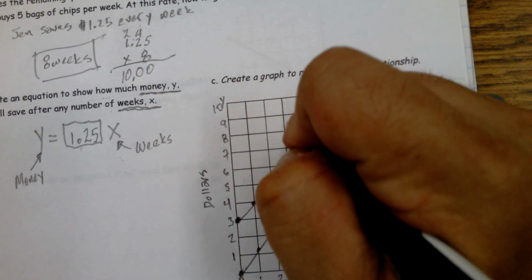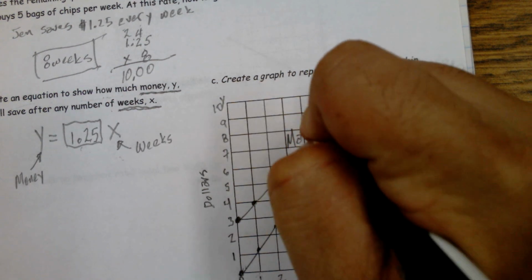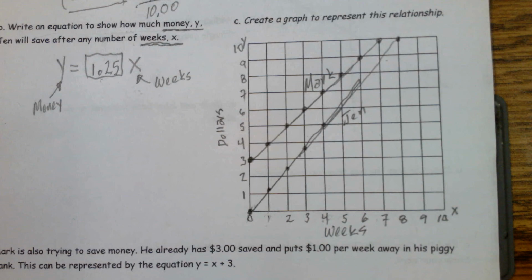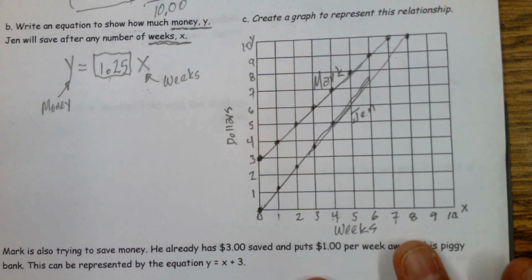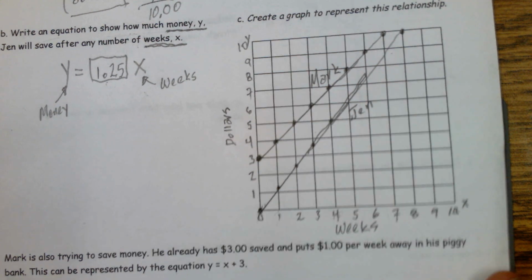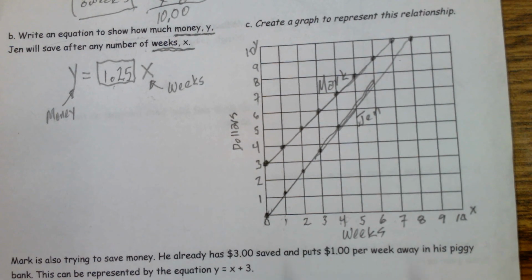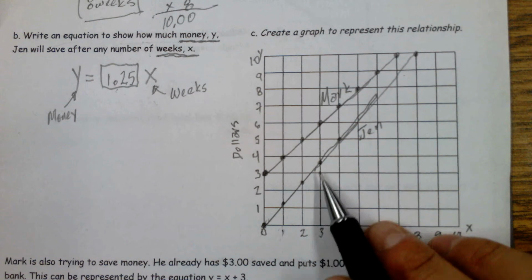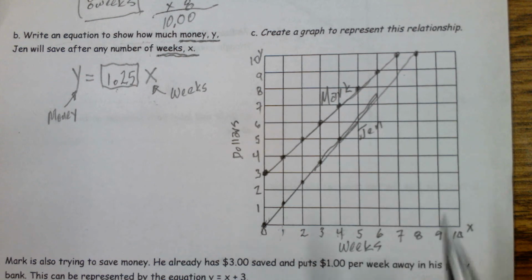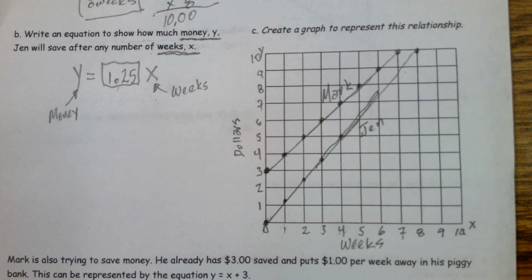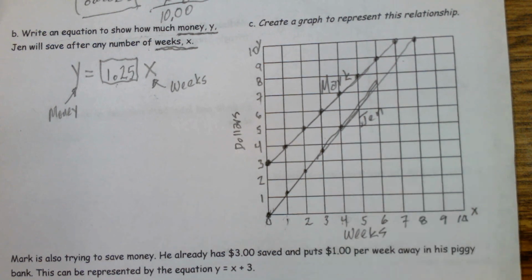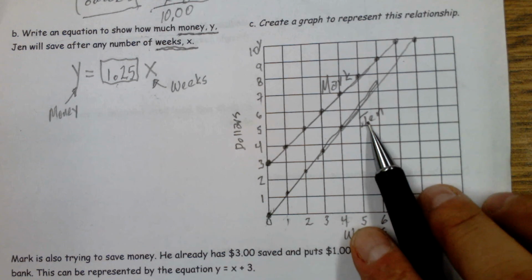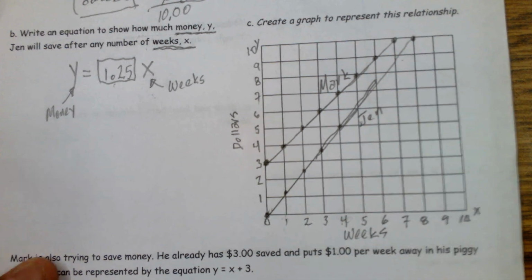This is the line for Mark. Okay. So does it look like Jen's going to cross Mark and go beyond Mark, or is it Mark going to be crossing and going? Yeah, it looks like Jen's going to cross over. All right.